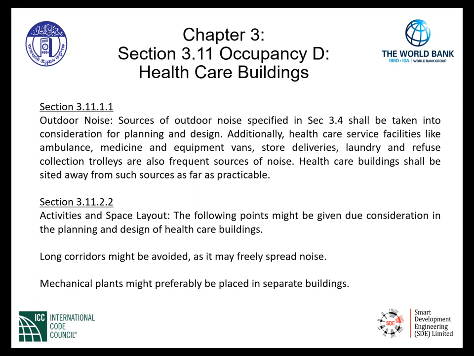Section 3.11.2.2, Activities and Space Layout. The following points might be given due consideration in the planning and design of healthcare buildings. Long corridors might be avoided, as it may freely spread noise. Mechanical plants might preferably be placed in separate buildings. These are good design techniques to be followed for sound transmission ratings that may cause undue noise within the buildings.